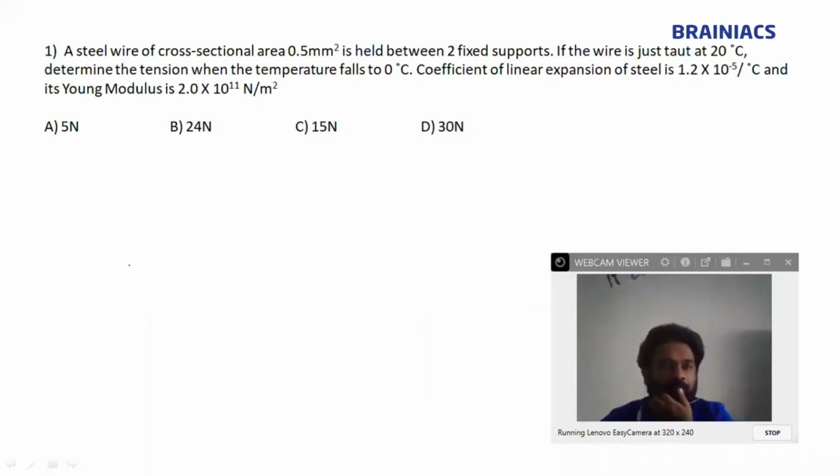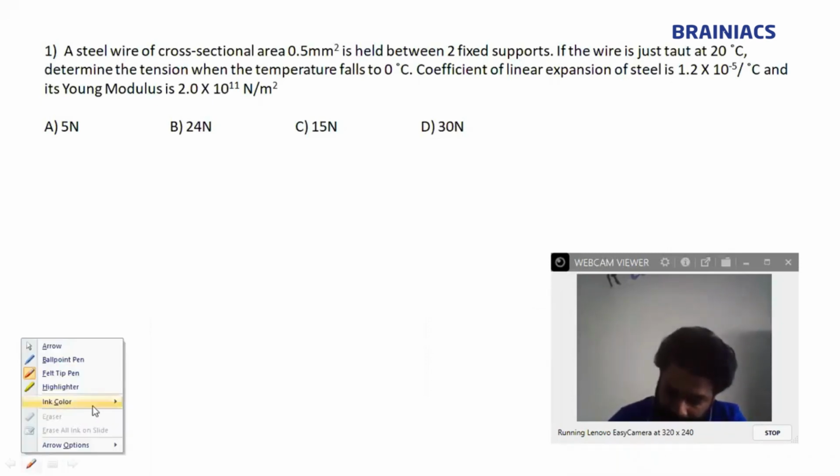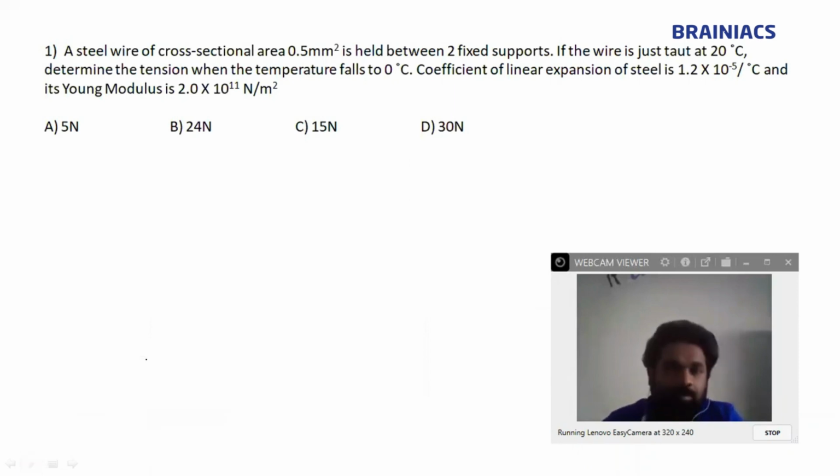So our first question: a steel wire of cross-sectional area 0.5 millimeter square is held between two fixed supports. If the wire is just taut at 20 degrees Celsius, determine the tension when the temperature falls to 0 degrees Celsius. The coefficient of linear expansion of steel and its Young's modulus are also given. So we know what they are asking: they are asking the tension. So we know Young's modulus is what?